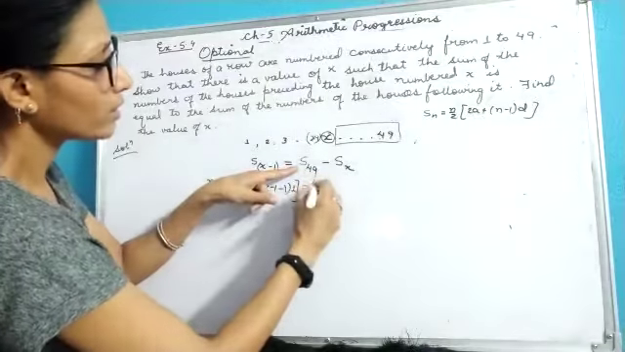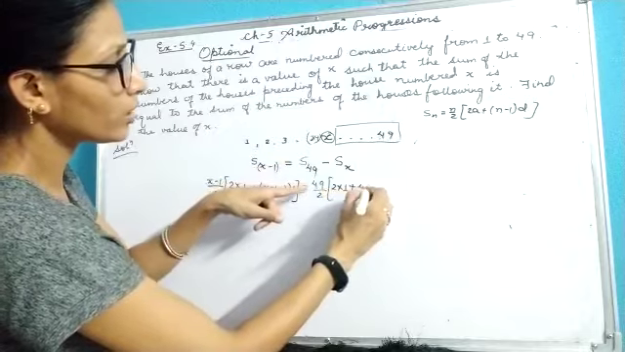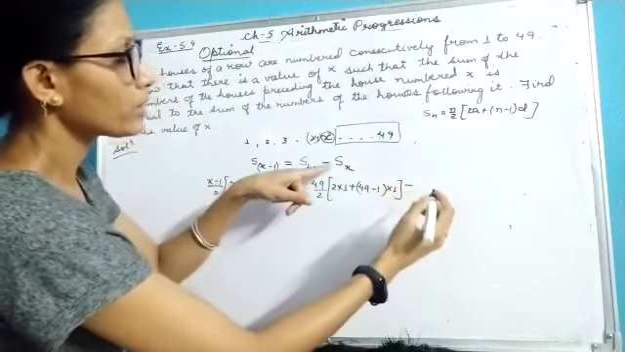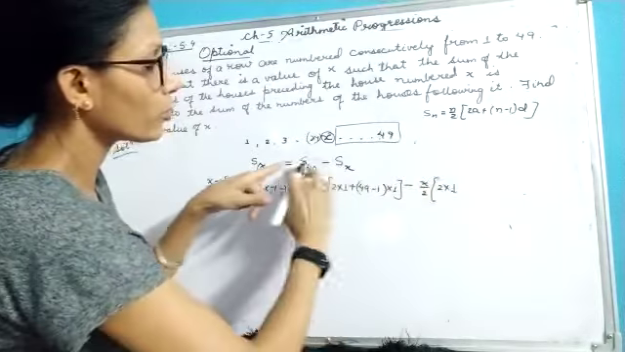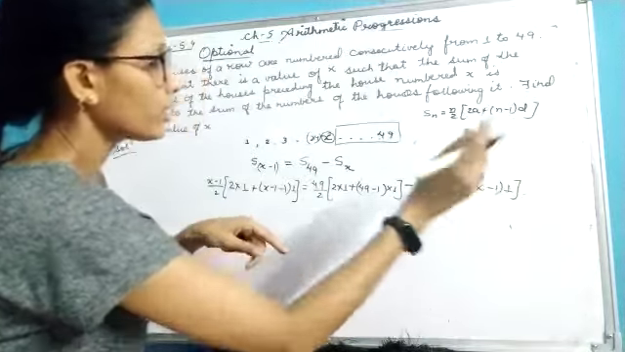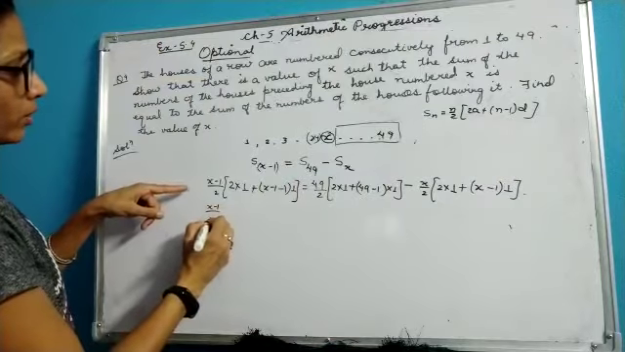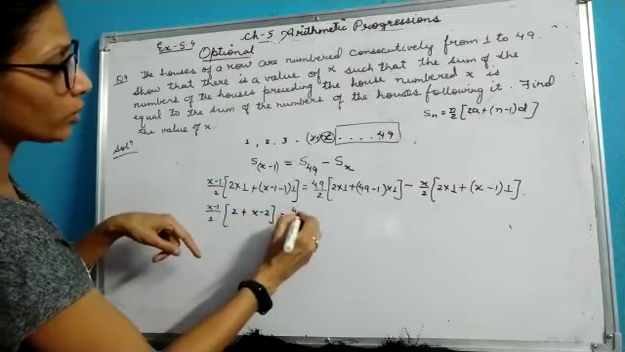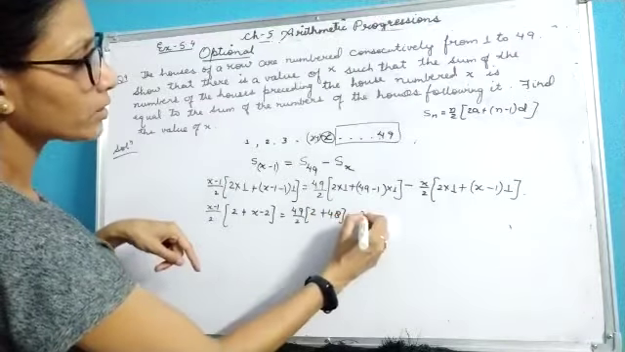Here I can get it as 49 by 2, 2a is same, plus n is 49 minus 1, and here d is again 1, minus this, which means x by 2, 2a is same for all the three, plus n which is x minus 1 and d is 1. I'll just simplify it now. So I can write it as x minus 1 by 2, this is 2 plus x minus 2, equals 49 by 2, 2 plus 48, minus x by 2.